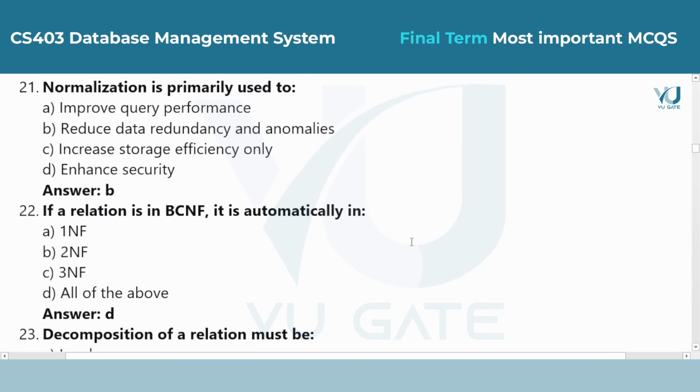Question 21. Normalization is primarily used to. Answer is option B, reduce data redundancy and anomalies. The main goal is to make sure the database is clean, saves space, and does not create errors when you add or change data.